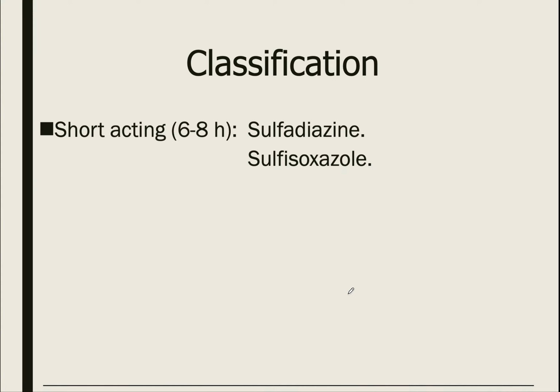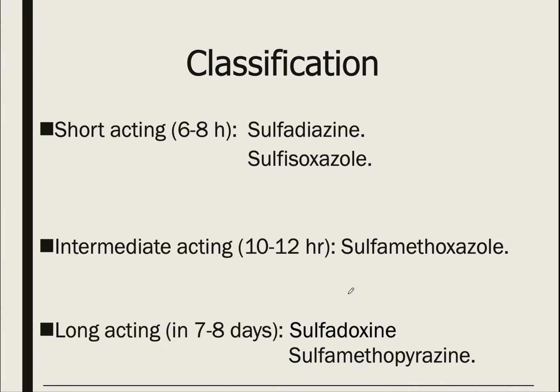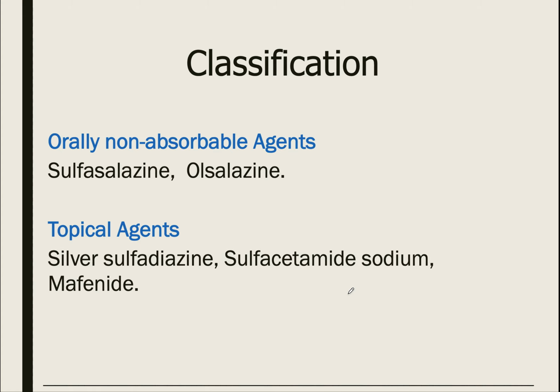Classification: they can be classified into three groups. These are the oral drugs which are absorbed, so they can be used for systemic infections: short acting, intermediate acting, and long acting. So we have these drugs available. Then there are certain oral drugs available, but they're non-absorbable, so they don't get absorbed even though we take them orally. So we have sulfasalazine, olsalazine, and certain topical agents: silver sulfadiazine, sulfacetamide sodium, and mafenide.